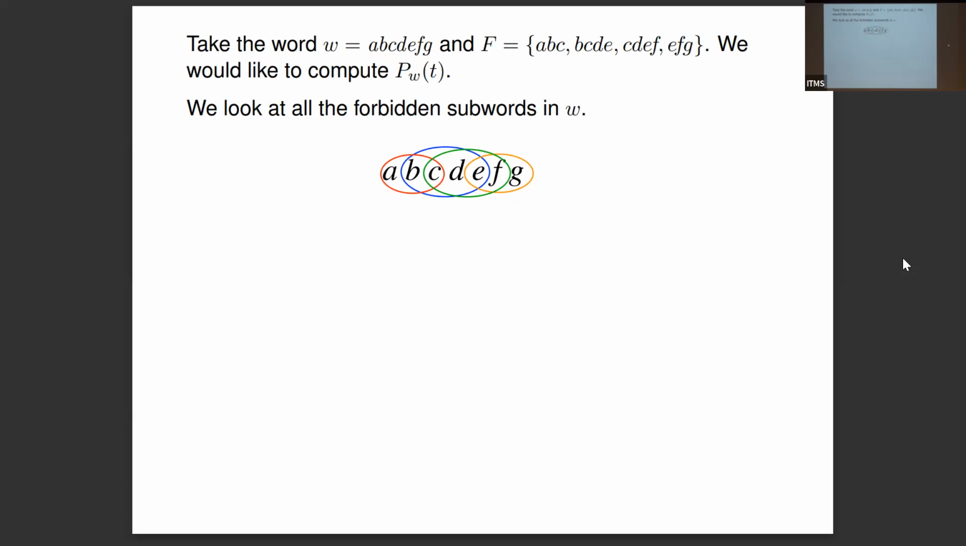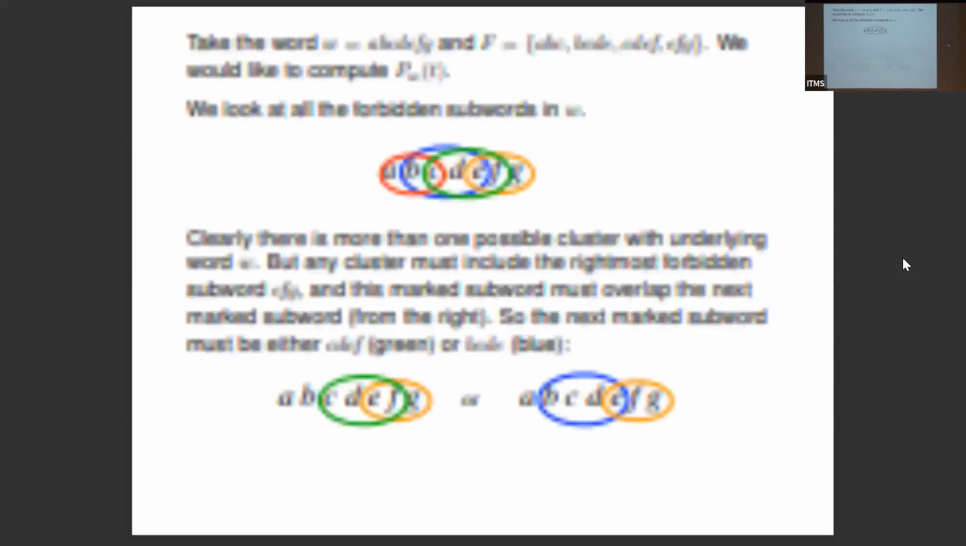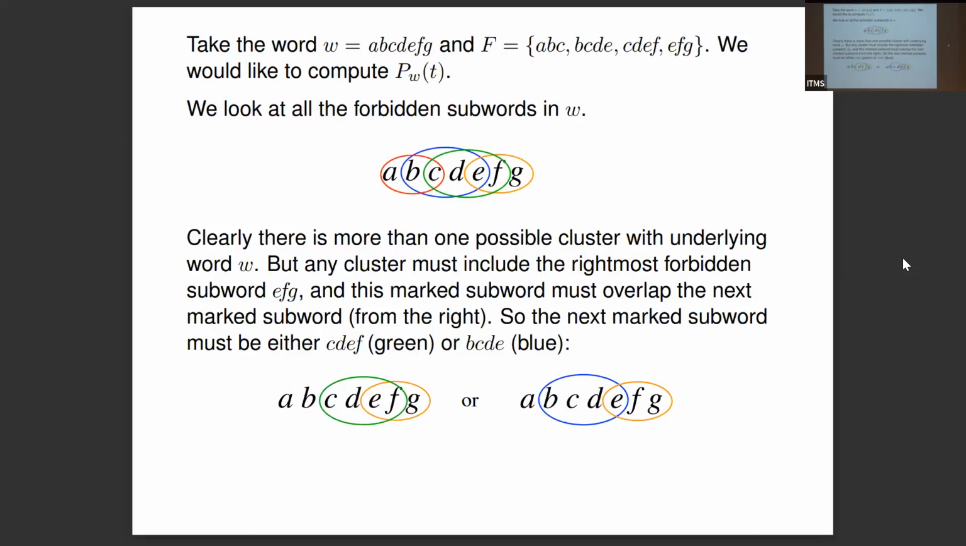So if CDEF is also one of the marked words, then this thing ends like this. And if CDEF is not marked, then CDE, the blue oval, has to be a marked word. So we have two cases in which the last parts look like this or like this.